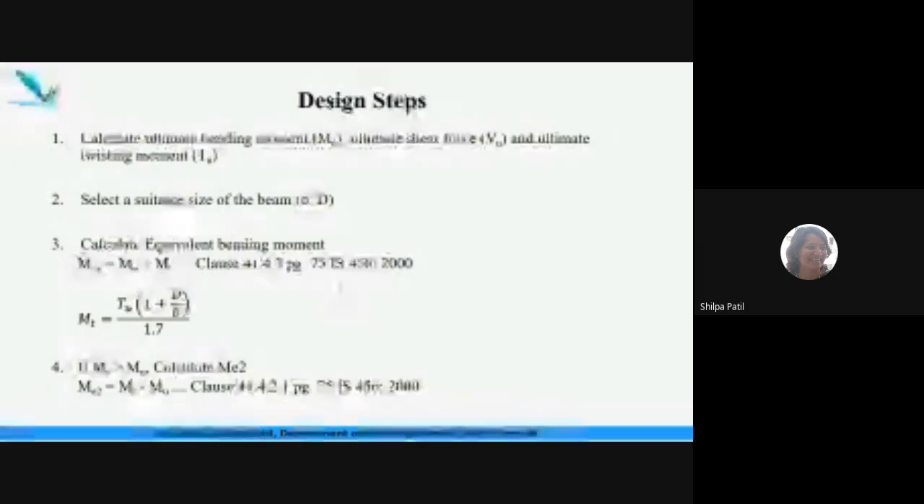So in the regular fashion, we have to calculate the longitudinal reinforcement which we provide on the tension side, or sometimes we need to provide it on the compression side also, depending upon the value of the ultimate moment and twisting moment acting on the beam. And then we design the stirrups for the equivalent shear force. In the third step, we calculate the equivalent bending moment, which is the addition of bending moment and torsional moment. Torsional moment Mt is calculated using this particular formula.